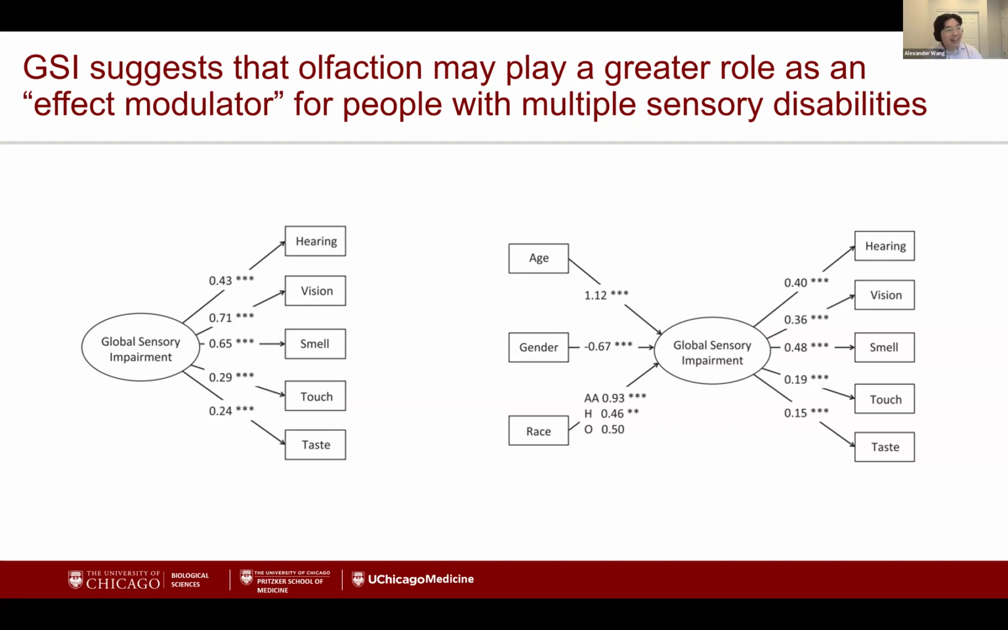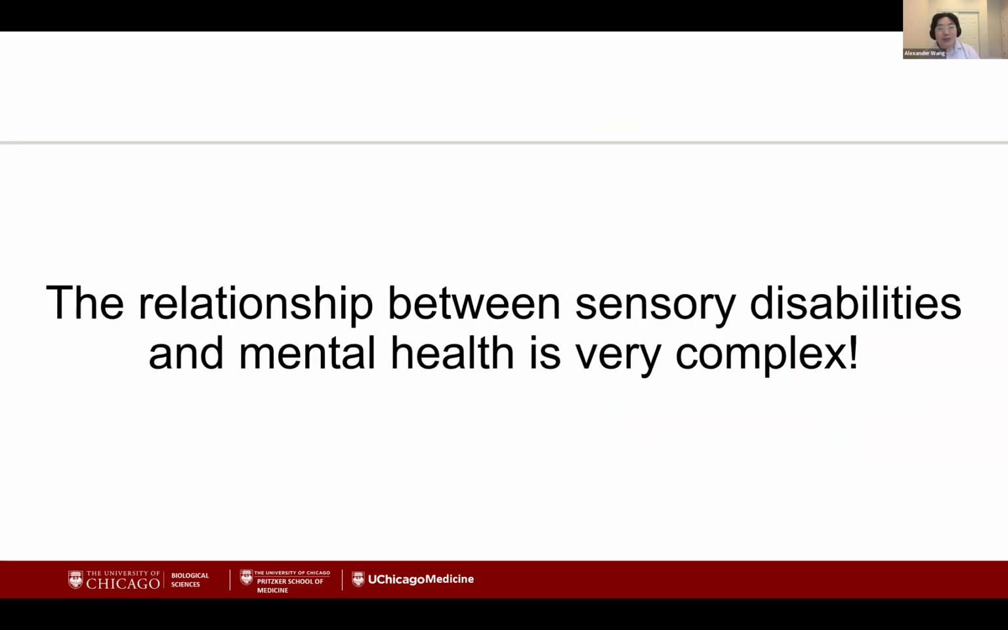And so I'm saying a lot of words that are very confusing, and it's still a little bit confusing for me, to be honest, but the end goal is that the relationship between sensory disabilities and mental health is very complex. It's not as black and white as I think a lot of people would want to make it out to be. It's a very complex situation. It's a lot of nuance.